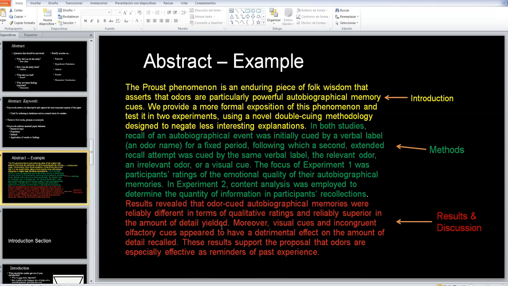It's a good introduction. I'm sorry, it's a good abstract, and it's giving you an idea for how it's supposed to look. Yours should follow a little bit of this format, but of course, taking the information that you're using for your paper.